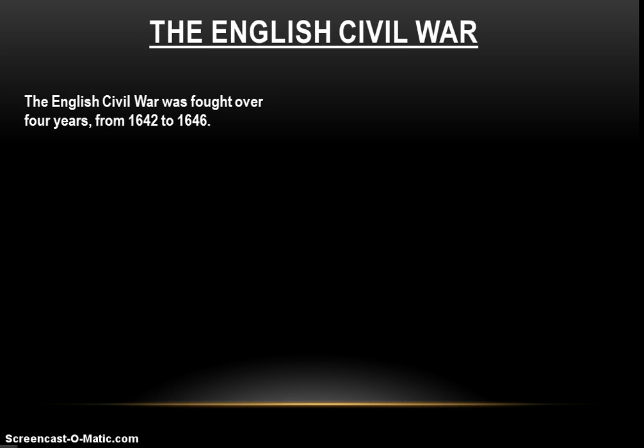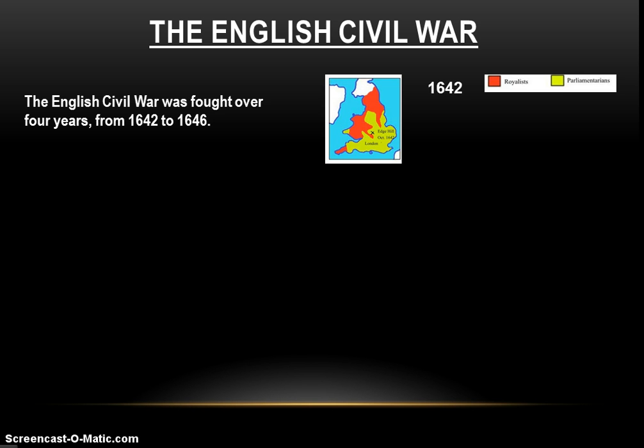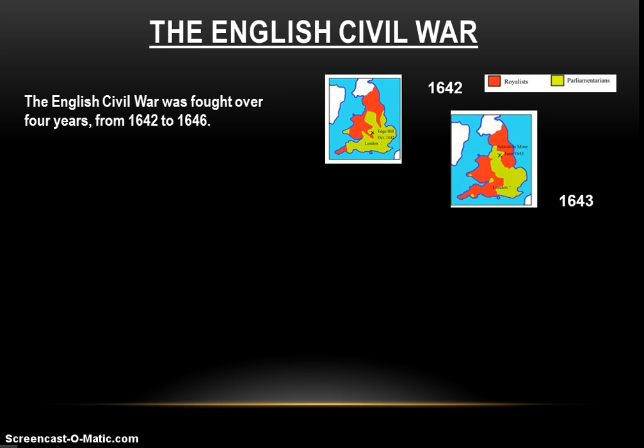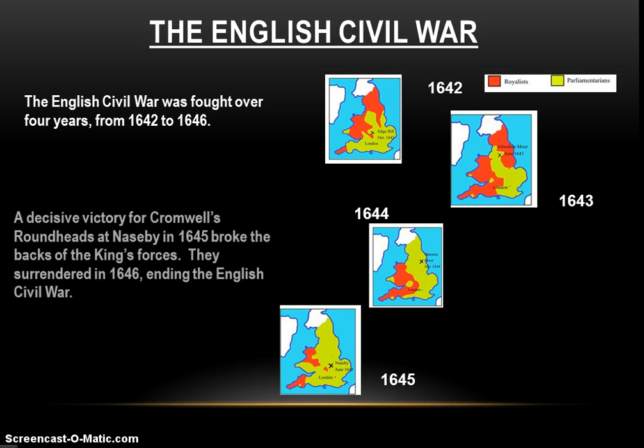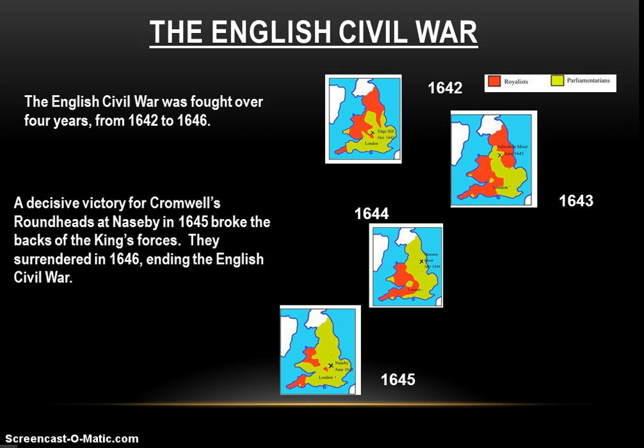And I'm going to just cut right to the chase here. The English Civil War is fought over four years, 1642 to 1646, and you can see the progression of the war here in the map. At the start, the king controls a lot of area in the north, and the supporters of Parliament in the south, and you see the ebb and flow of the conflict over the course of the next few years until finally in 1645, a decisive victory for Cromwell's Roundheads at the Battle of Naseby breaks the back of the king's forces.